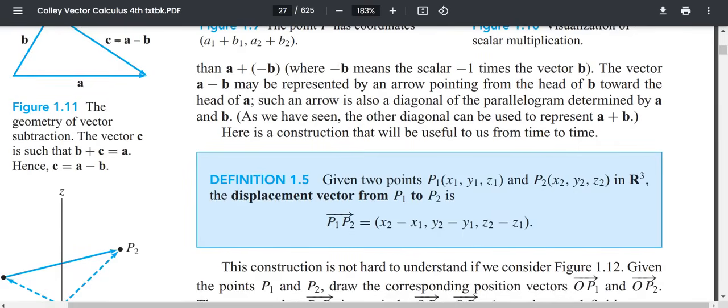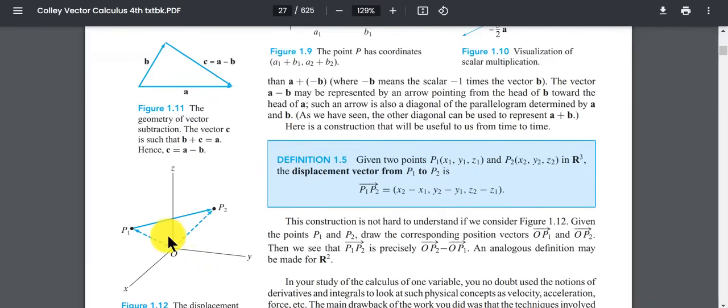Okay, so the next thing they do is they define, this is a definition, something called the displacement vector. So what do they mean by that? In this picture, they're talking about given 2 points. Now remember that points can represent vectors, right? Here's the point P1, and we know that there's a vector that points to P1 as well. We can also think of it as a vector. But here they're talking about it in terms of points, and that's the point of this definition.